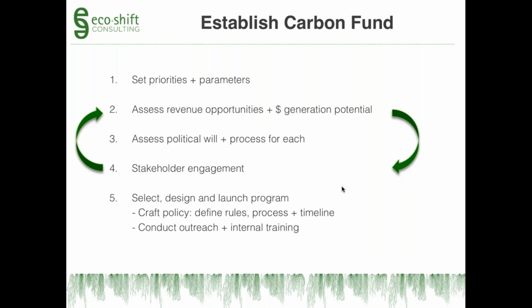As I mentioned for Watsonville, we looked at offset generation, we looked at maybe establishing a voluntary carbon fund similar to the Monterey Bay and Appalachian offset funds, and really started to funnel down to what was feasible, how much could we expect to generate. We needed to be able to generate enough dollars to make it worthwhile to implement such a program. It's really important to also assess the political will and the process to implement each potential revenue stream.